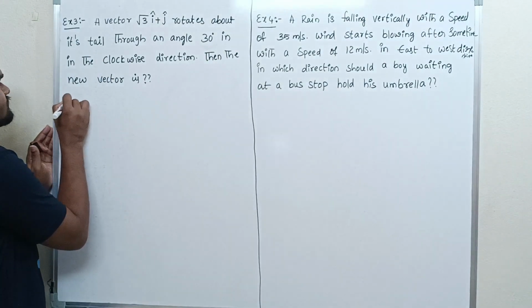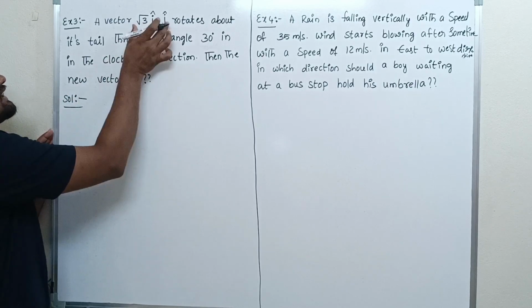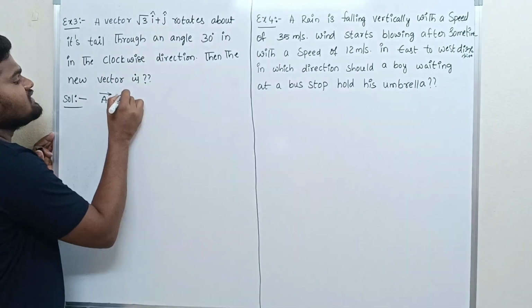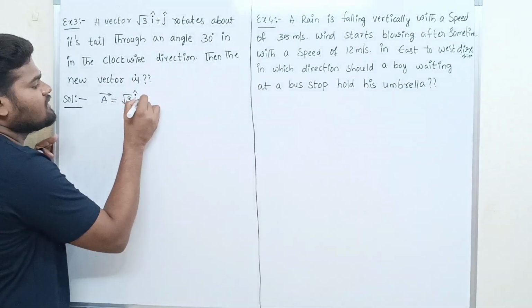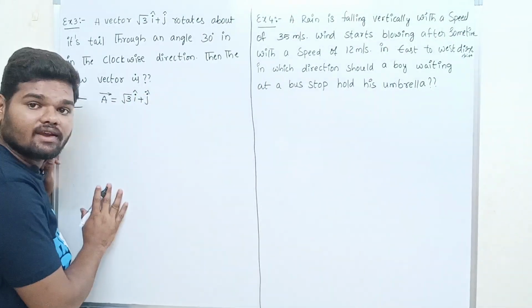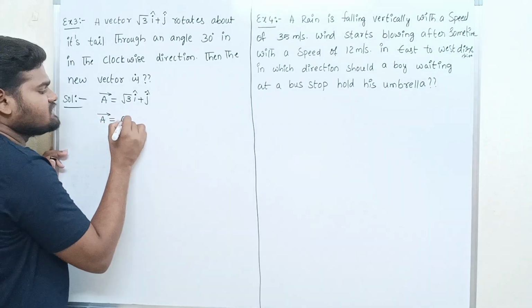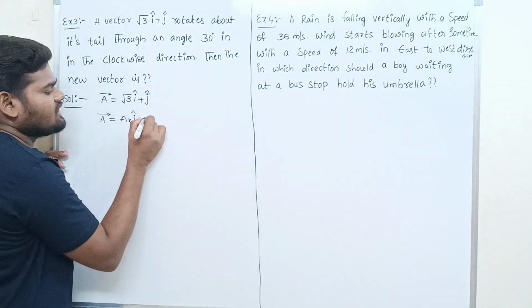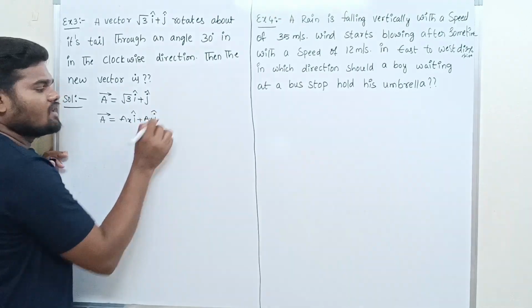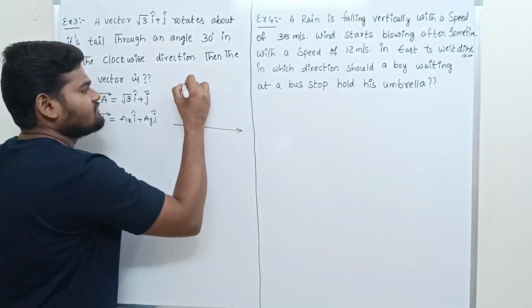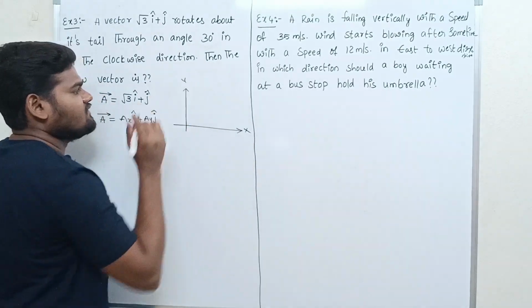Solution. They are given one vector, so let us consider that vector as a bar. So a bar is equal to root 3 i cap plus j cap. In general, what is the formula for a bar vector? A bar is equal to ax i cap plus ay j cap. Okay, so have a look. Just taking the xy plane, this is the x-axis and this is the y-axis.